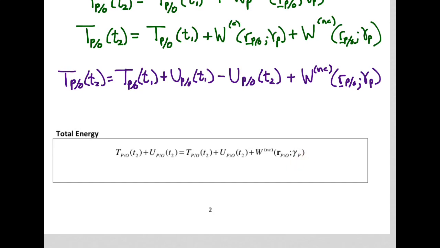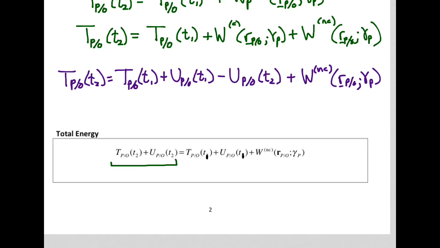And so we can simply move some terms around and put the energy at time 2 on the left-hand side, both our kinetic energy and our potential energy. And the energy at time 1, both our kinetic energy plus our potential energy at time 1, on the right-hand side. And then the difference between these two, what's making the energy change, is going to be the work due to this non-conservative force.